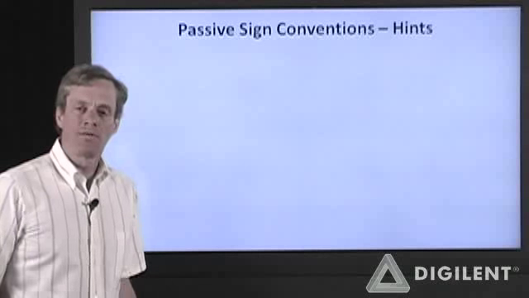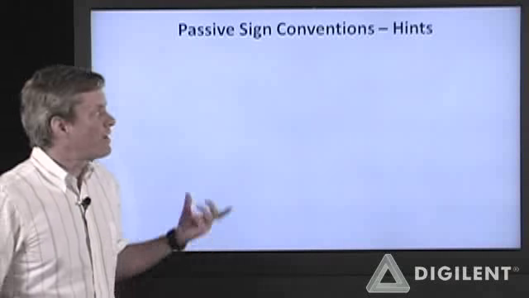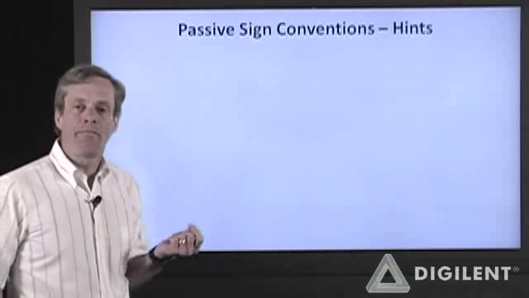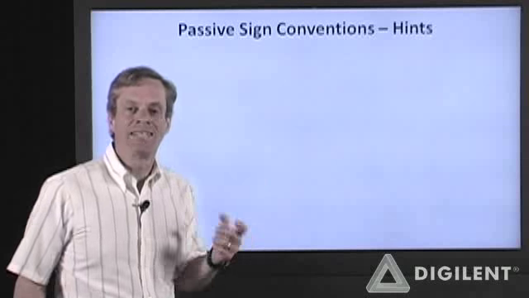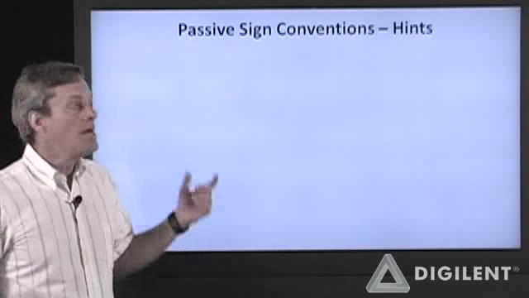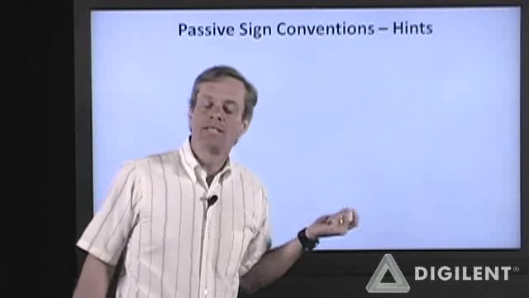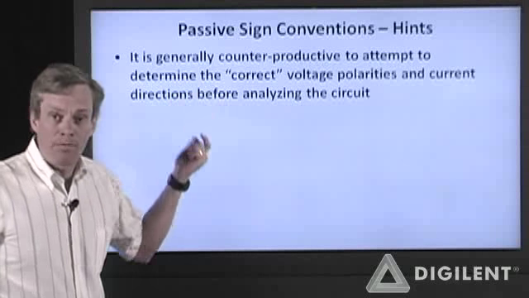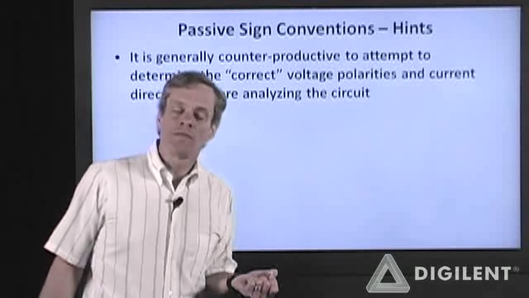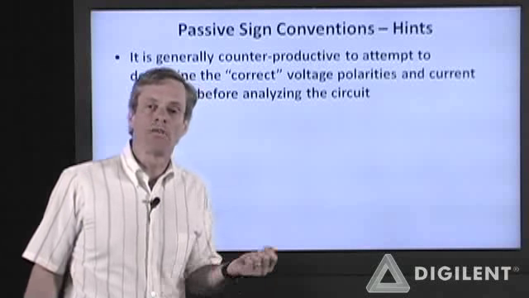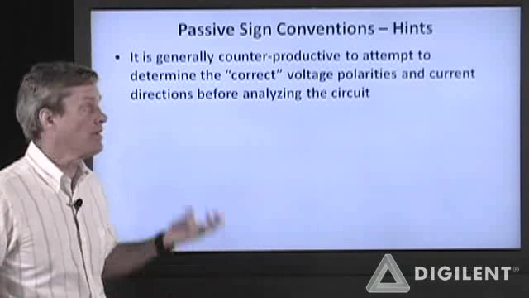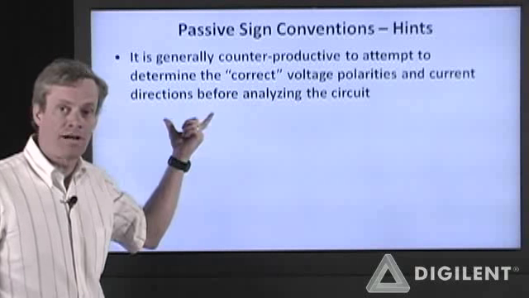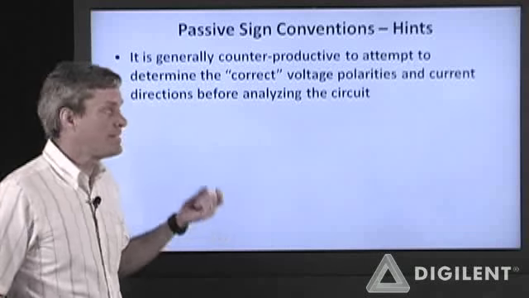A few hints relative to the passive sign convention. Now, students recognize that this is extremely important to get this right. Sometimes that means that they spend a lot of time trying to get it right in some sense. Just because it's important doesn't necessarily mean that it's difficult. Generally, it's not productive to try to figure out what the correct positive directions are before you start analyzing the circuit. Just blindly assign assumed voltage polarities and current directions before you start analyzing.